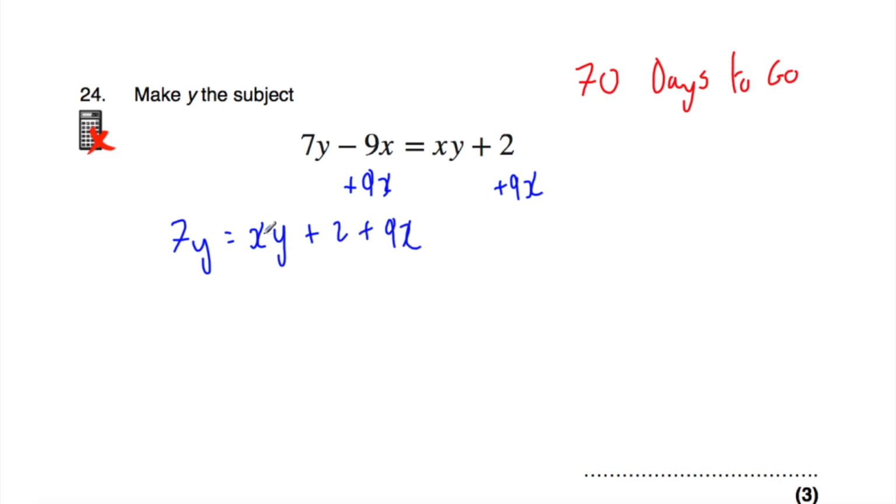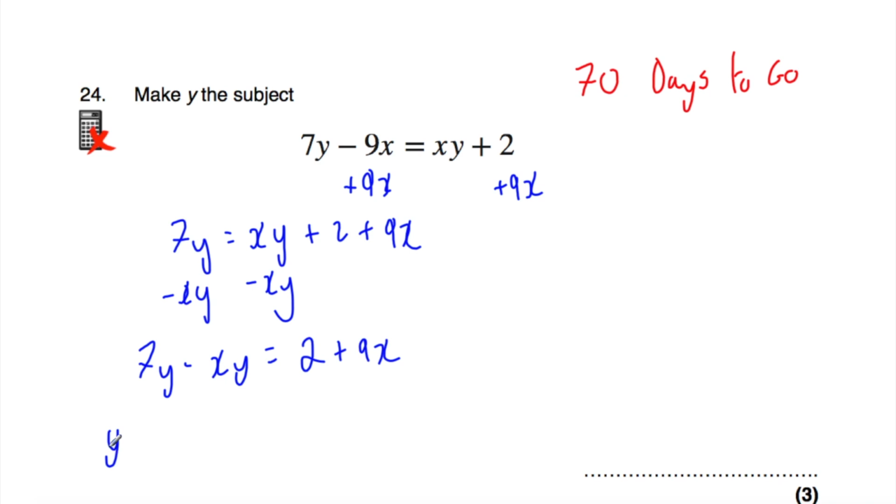Now we want to bring all the y's to the left hand side, so we want to get rid of this xy on the right hand side, so let's minus xy and minus xy. So on the left hand side we'd have 7y minus xy, and on the right hand side we'll be left with 2 plus 9x. So we've brought all the terms involving y to the left hand side, and we'll put everything else to the right hand side. Now we want to get the y on its own, so let's factorize this left hand side. So let's do a y and then a bracket, and let's take out the y, so we'll be left with 7 minus x equals 2 plus 9x.